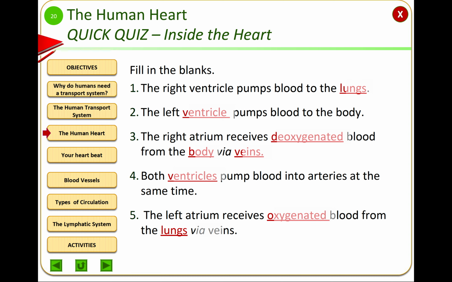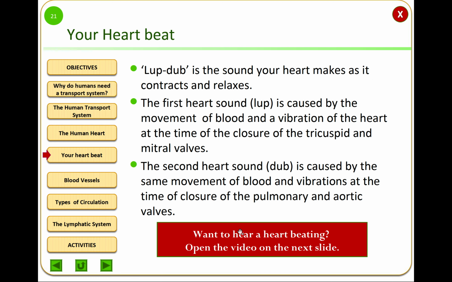The right atrium receives deoxygenated blood, which means blood poor with oxygen, from the body to the heart by the veins, and both ventricles pump blood to arteries at the same time. The left atrium receives oxygenated blood, which means rich with oxygen, through the veins from the lungs.